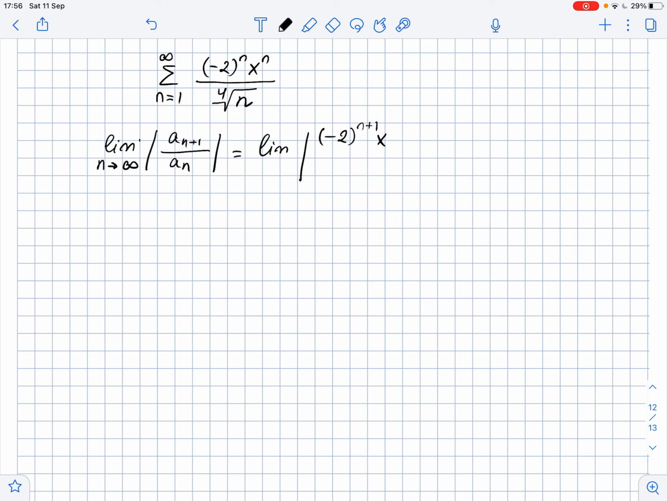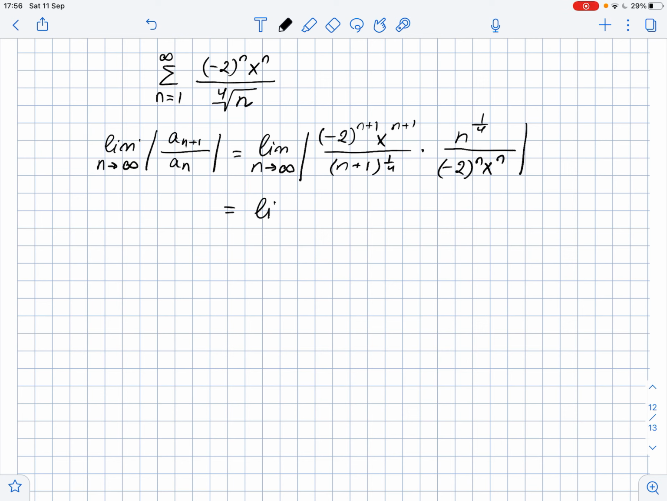of n plus 1 times x to the power of n plus 1 over (n plus 1) to the power of 1 over 4. And this whole thing is multiplied by n to the power of 1 over 4 over negative 2 to the power of n times x to the power of n, and n approaches infinity.